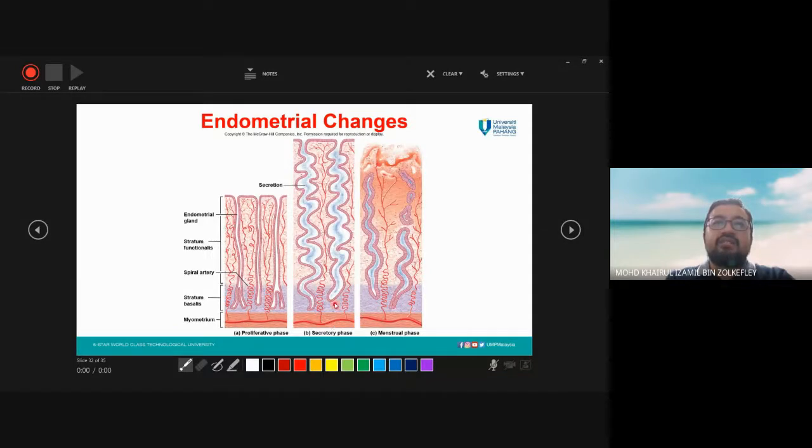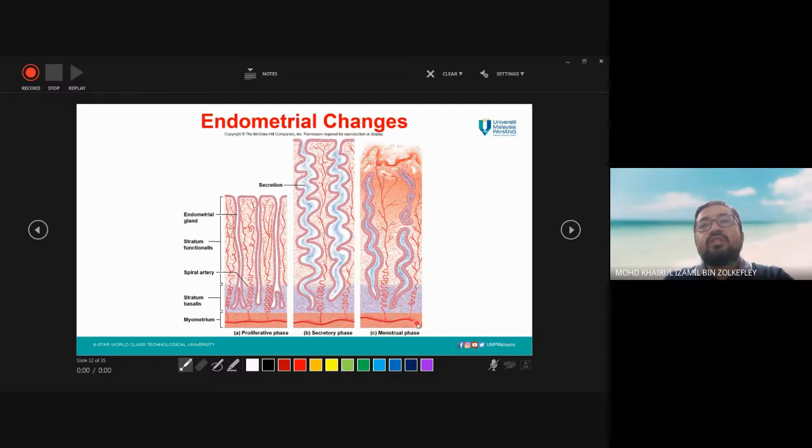And then secretory phase, kita nampak ada banyak secretion lah berlaku. Time ni untuk penyediaan kalau ada berlakunya fertilization ataupun ada bayi yang melekat. Dan kalau tak ada, kita dah tak ada progesteron, menstrual phase akan berlaku, benda ni akan ruptured. Okay, dan dia akan keluarlah darah tu melalui vaginal orifice.